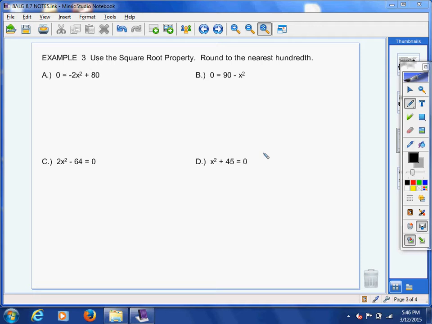Okay, I just grabbed mine. I had put it away thinking I was done, and actually I'm not done. So let's go ahead and get started.